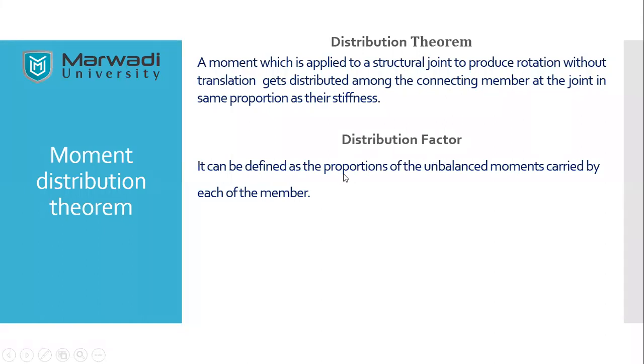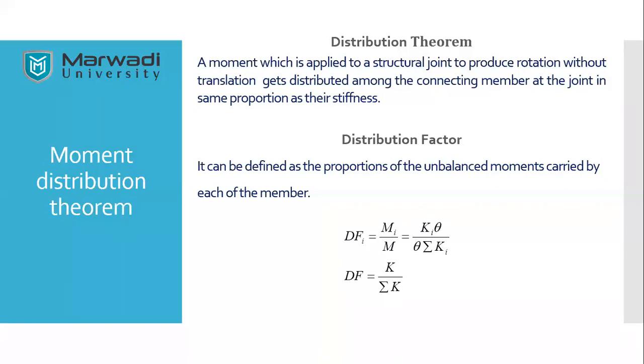It is nothing but the proportion of unbalanced moment carried by each of the members. That means if there are three members, it is moment carried by each member divided by the total moment carried. So this is how it goes. In our case, if I want to find the distribution factor of the first member, what was the moment carried by the very stiff member? It was 50. So here Mi will be 50. And what will be the total moment? It was 100. So 50 by 100 was 0.5.